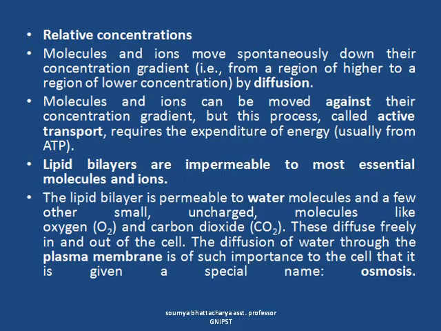In transportation across the cell membrane, there are two problems to be considered. First is relative concentration. Molecules and ions move spontaneously down their concentration gradients, that is, from a region of higher concentration to lower concentration, and the process is known as diffusion. Molecules and ions can also be moved against their concentration gradient, but this process, known as active transport, requires the expenditure of ATP to get the energy.